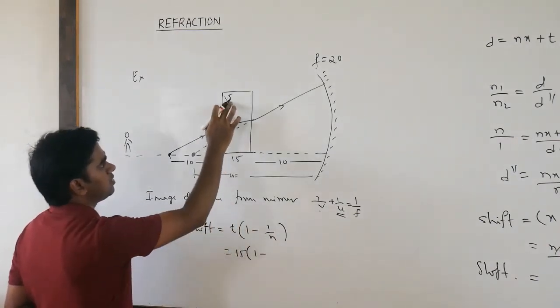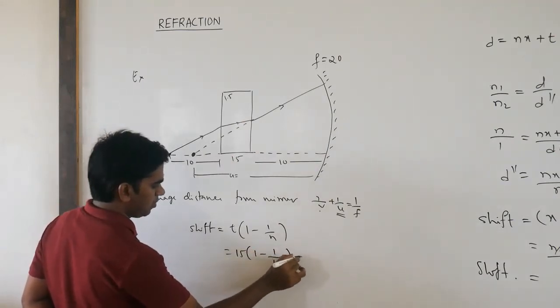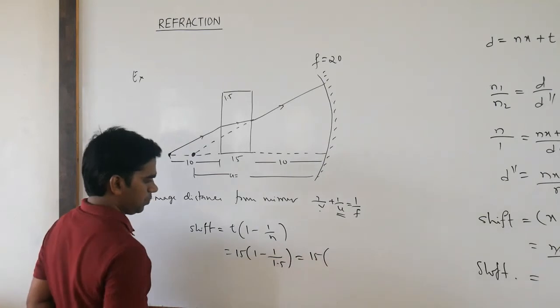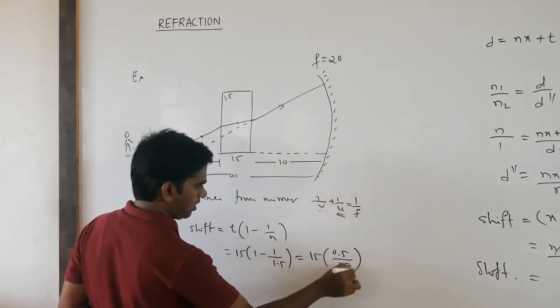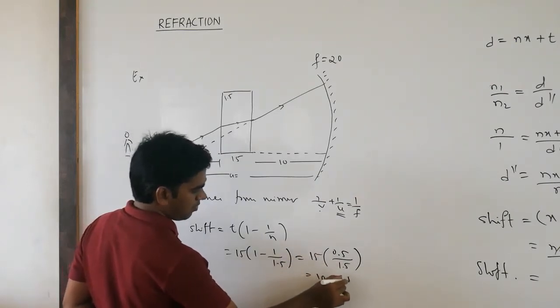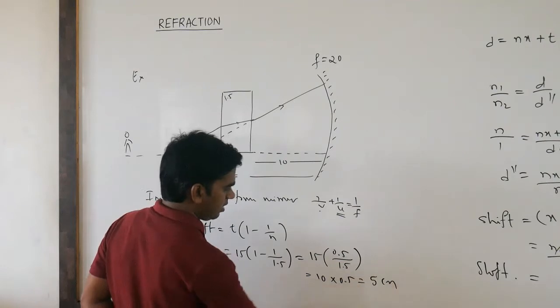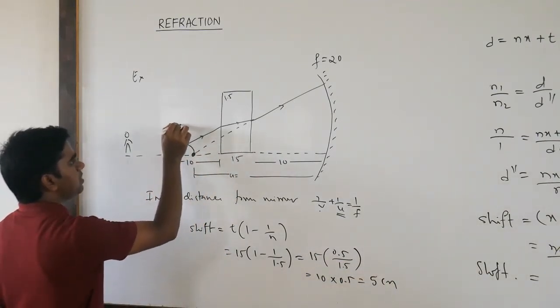So thickness is 15, 1 minus, what is the refractive index? 1.5, so 1 divided by 1.5. So 15 into this is 0.5 divided by 1.5. So this will become 10 into 0.5. So this is 5 centimeters. So the shift is 5 centimeters. So from here to here it is 5 centimeter.